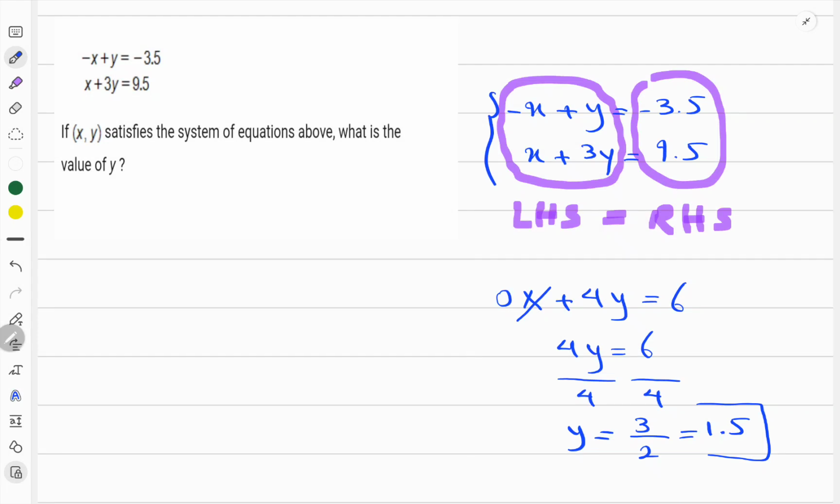In some cases, the question asks you to find the value of x. The only thing that you need is to substitute the value of y, which is 1.5, in any of these two lines. It's up to you, and then solve for x.